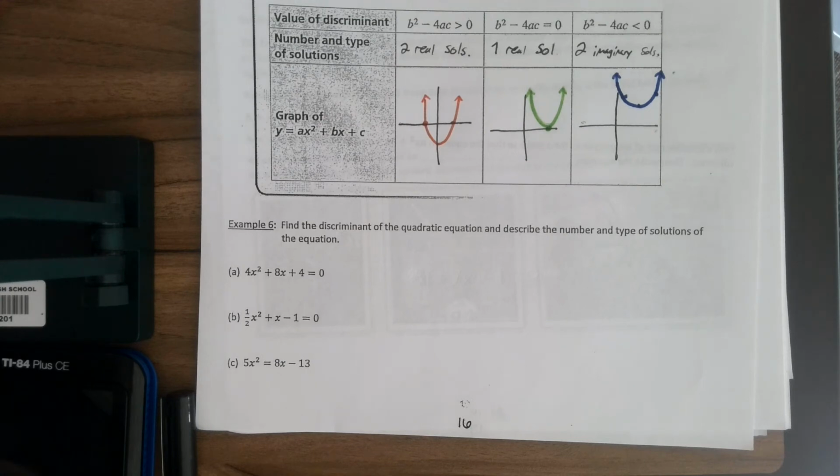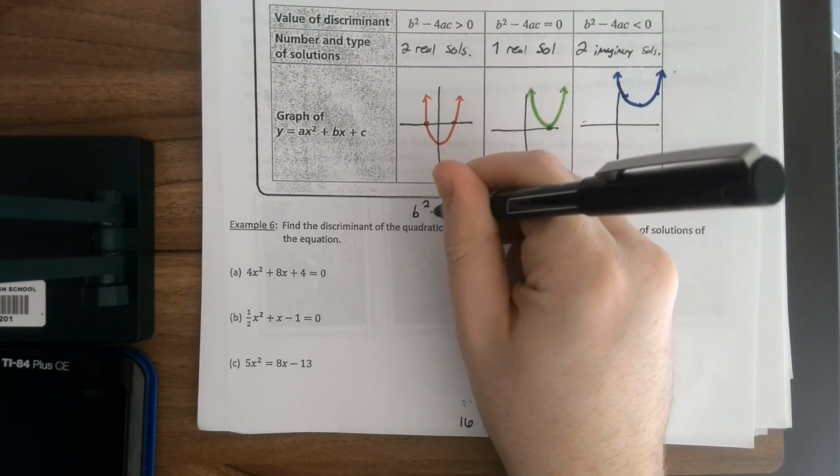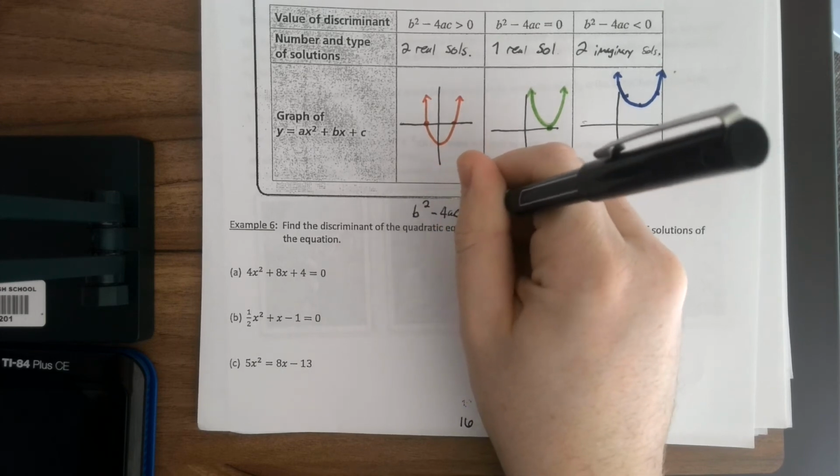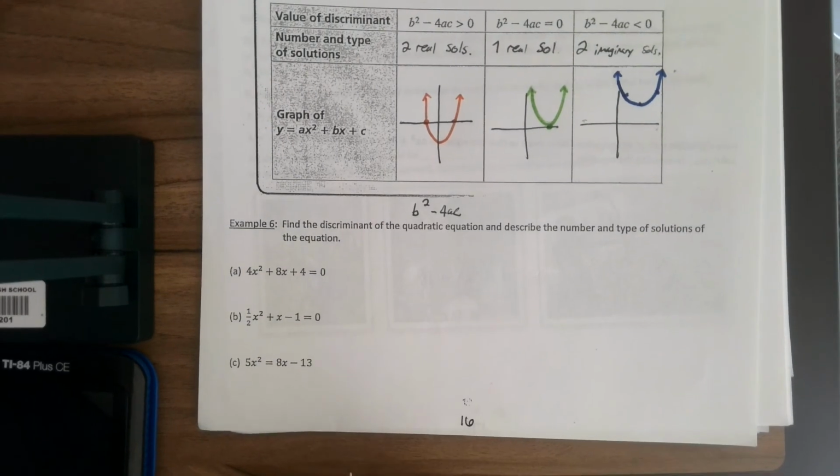So take a minute and calculate these discriminants. Remember, the discriminant is just the b squared minus 4ac part. You don't need to square root it. Try these 3 out, pause the video, and come back after you have some answers.